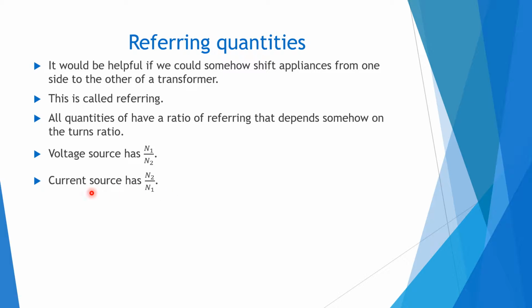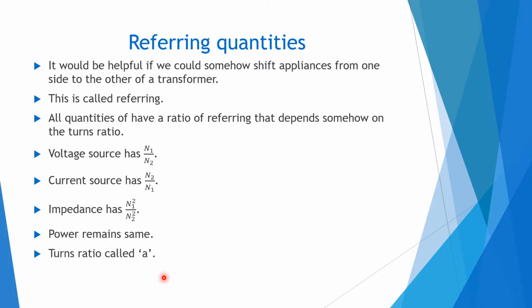The current source has N2 over N1. So it's the opposite. Now V over I is N1 square over N2 square. So this is the ratio by which the impedance gets scaled. And note that once again power is remaining the same. So you don't need to refer power, power will remain the same.